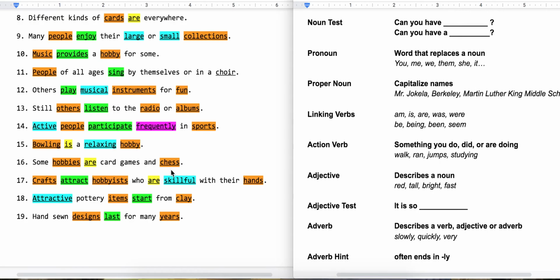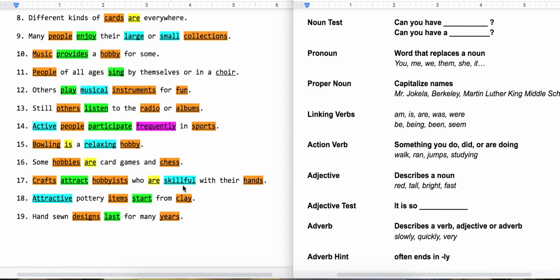Chess is a noun. Can you have chess? Yes. I have chess at my school. There's a chess. All right. Crafts is a noun. Can you have crafts? Yes. Attract is a verb. It's something you do. You attract things. Hobbyists are people. Can you have hobbyists? Yes. Are is a linking verb: am, is, are, was, were.